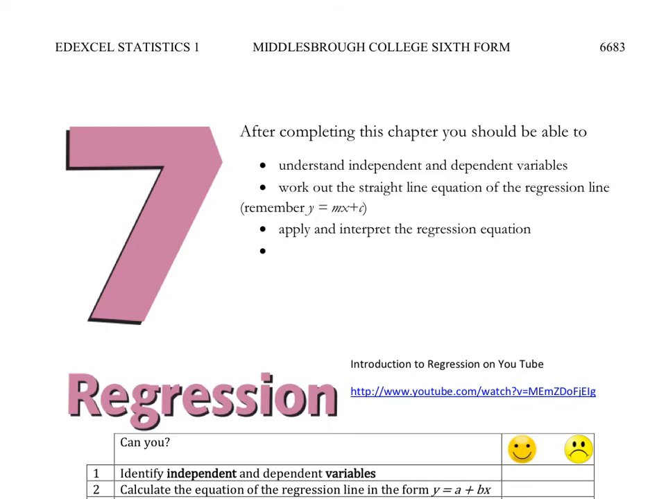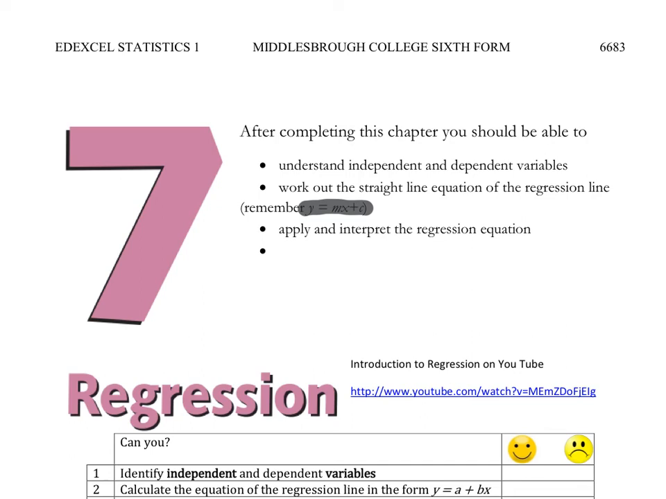This is chapter 7. It's all about regression and follows on from correlation. So chapter 6 and 7 go together well because we use what we did in the last video in terms of the product moment correlation coefficient and the covariance. It brings in some of the C1 work as well because we're looking at y equals mx plus c, and we have to apply and interpret the regression equation.